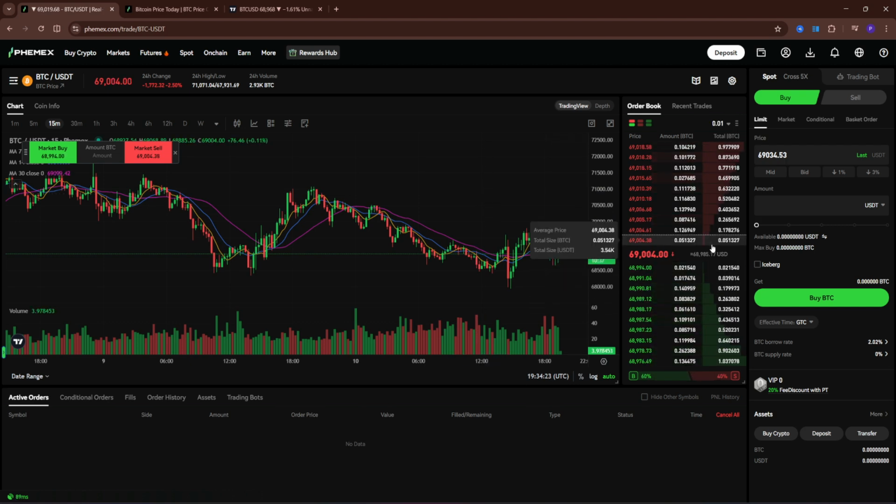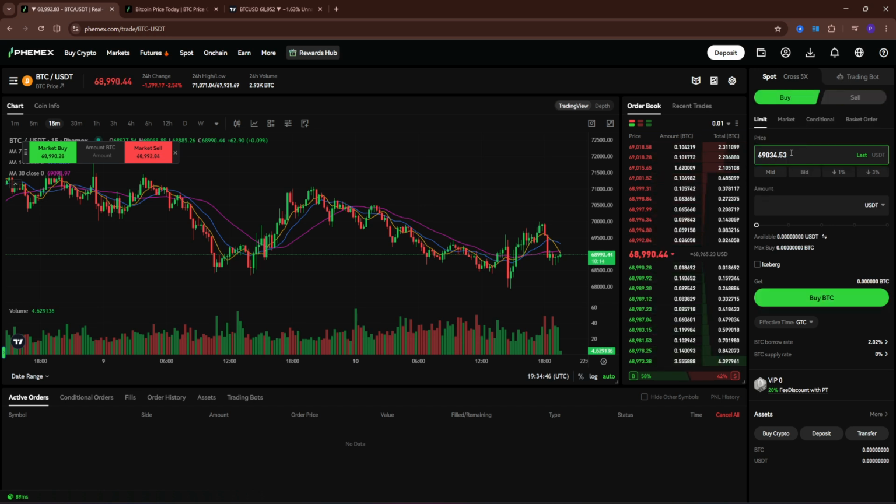So we have here limit. So limit order, set a specific price. The trade only fills when the market hits your target price, and you can enter your limit price and quantity and then click buy or sell. So here is the option.